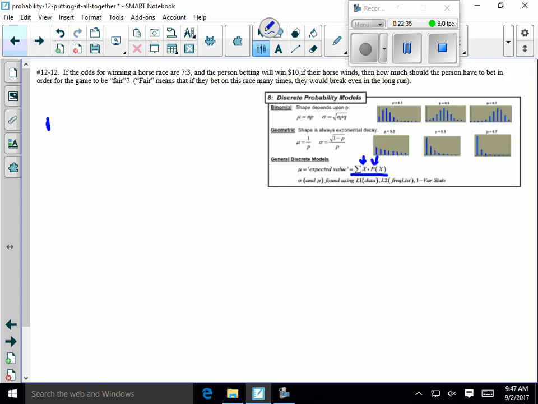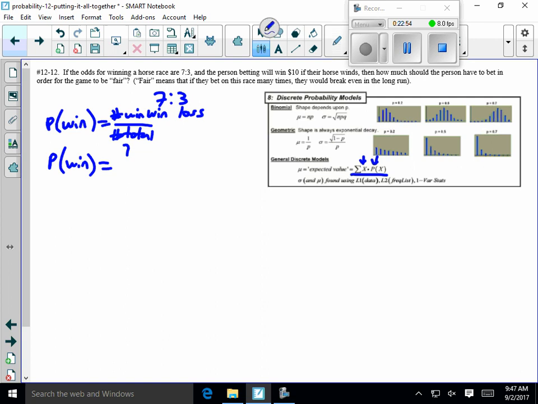So the probability that we win, so the way odds works is if we say 7-3, that means there are 7 wins for every 3 losses, right? But probability is the number of wins out of the number of total races, right? So first we need to convert this odds to a probability. So that means there's 7 wins for every 7 plus 3, or 7 wins out of 10. There's a 70% chance of winning. We need that probability in order to do the problem.